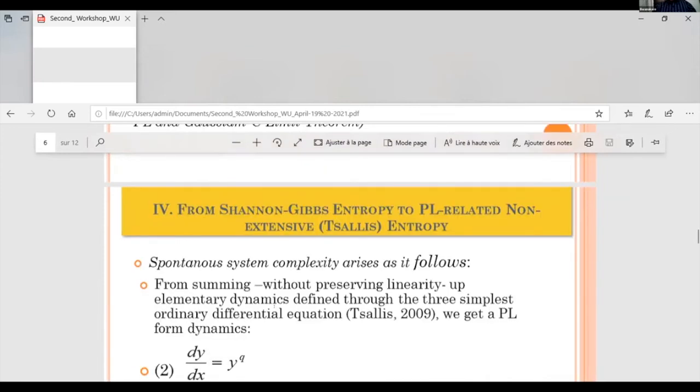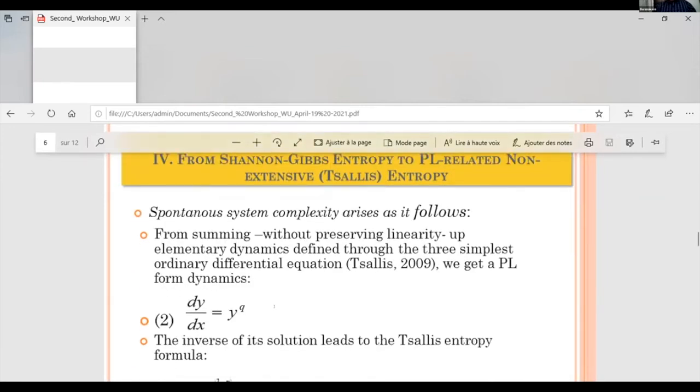Okay, now, of course, I would like to present here very shortly, once again, from Shannon-Gibbs entropy to power-law-related non-extensive entropy. As I said, power law generates non-extensive entropy as a model. Then when we take the three simplest ordinary differential equations, which we do not present here, and we combine them, the inverse of its solution leads to the Tsallis entropy formula.